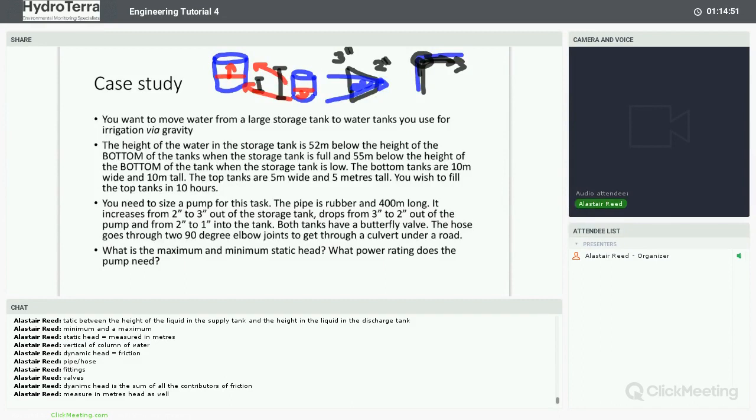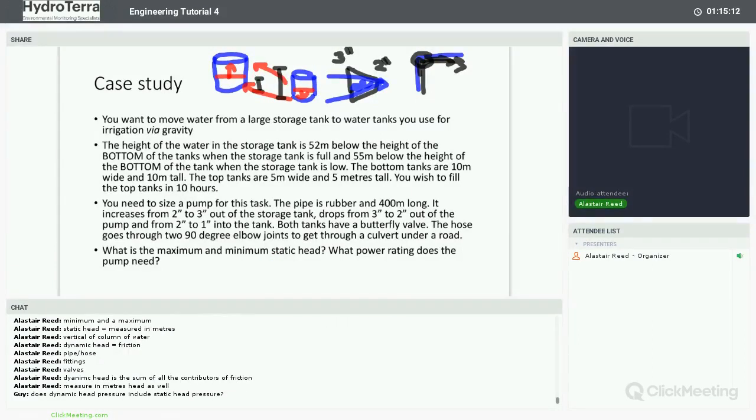So the longer a hose is, the more friction due to that hose there is in the system. The more fittings there are, the more friction the fittings will cause. The more closed the valve is, the more friction that will cause.